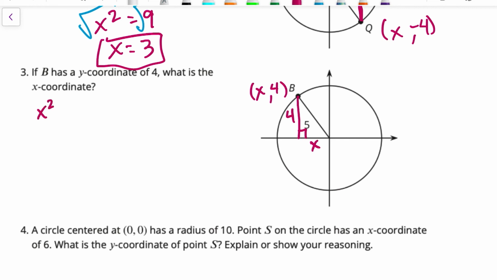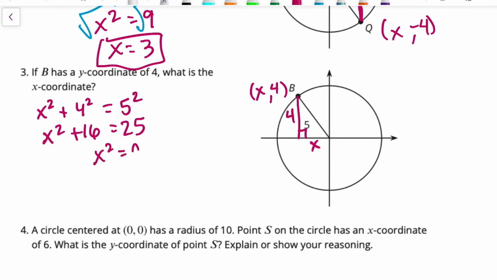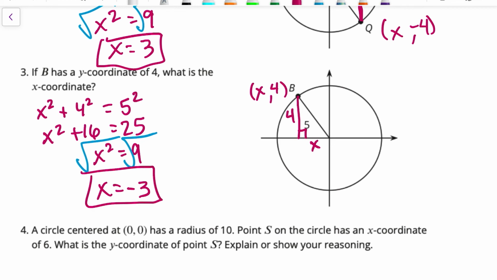So we have x squared plus 4 squared equals 5 squared. So x squared plus 16 equals 25. Again, we're going to subtract that 16 over. So x squared equals 9. And then we're taking the square root. Now, this time, x is plus or minus 3. Which side of the y-axis are we on? We're on the left. So it's going to be -3, right? It's going to be -3 because we're on the negative side of that y-axis.